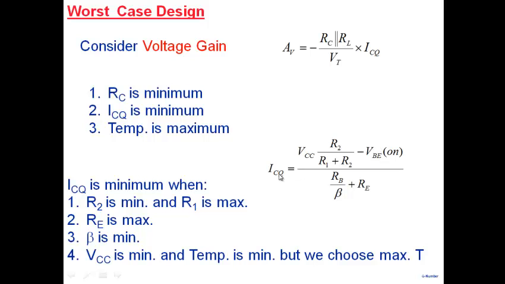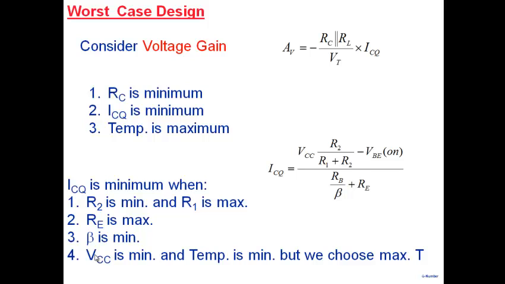But now you're getting a conflict: this says the worst case scenario will occur at minimum temperature, this says maximum temperature. If you look at it, temperature directly enters here in the denominator, while temperature is a smaller term here along with this particular term. So the effect of temperature on this term is much smaller as compared to this one. So the worst case scenario for voltage gain then is RC minimum, temperature maximum, ICQ minimum, R2 minimum, R1 max, RE max, beta min. So you take this worst case situation here.